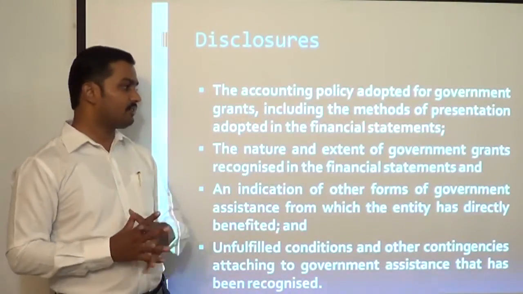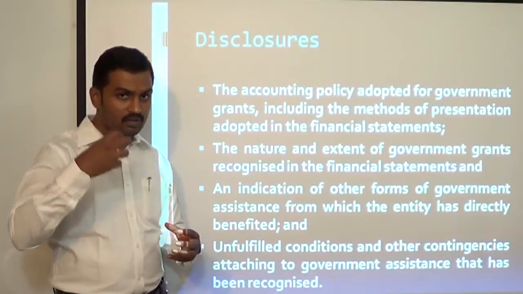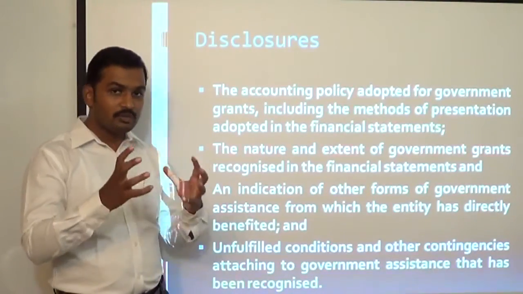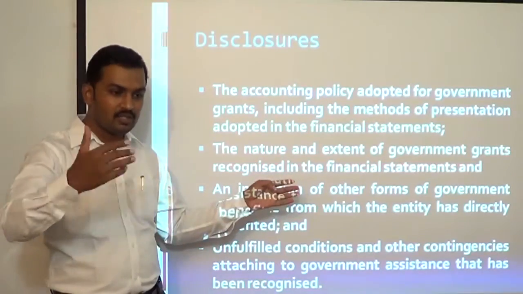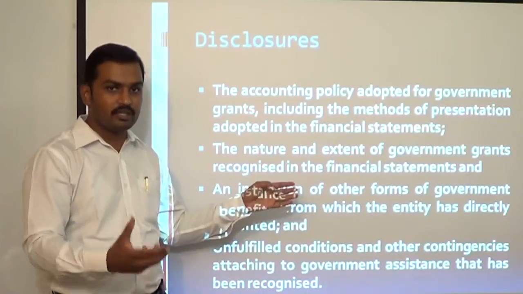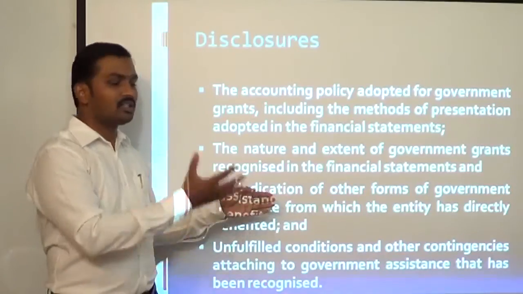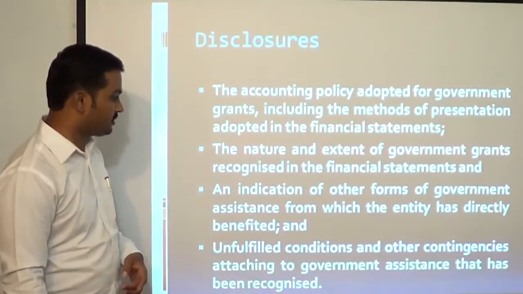The nature and extent of government grants. So what is the type of government grant you are receiving? How much amount of government grant you have recognized in financial statement has to be disclosed. So nature means what is the type? Why have you received the government grant? For what purpose? And to what extent you have recognized the government grant in your financial statements.